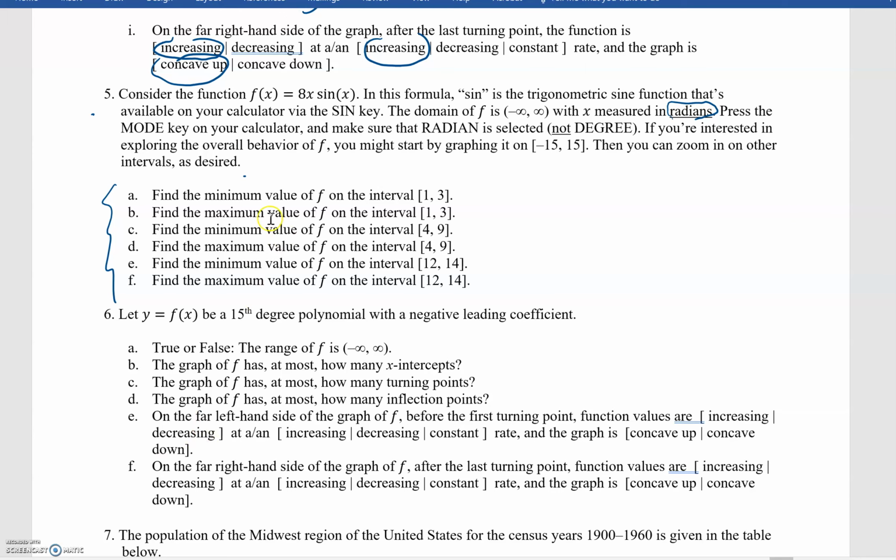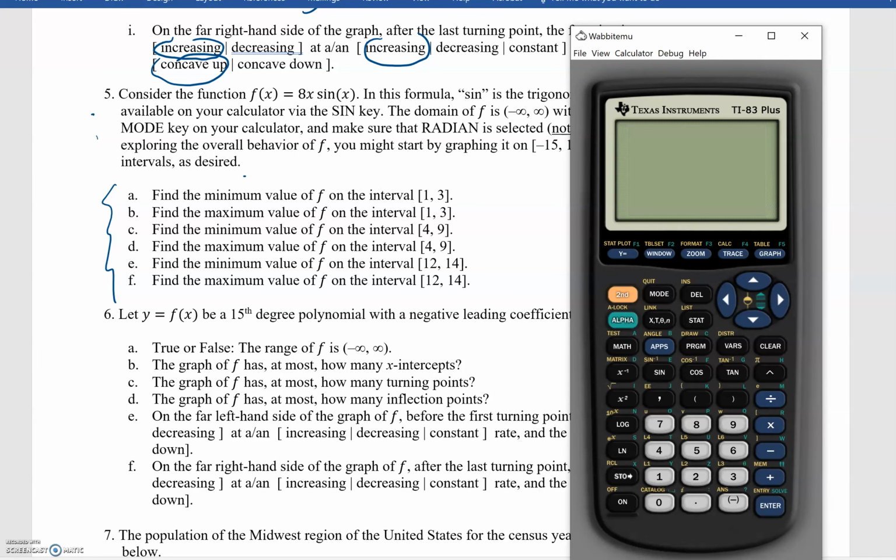Okay, sorry about that. In the last video, I was going on and on about problem number 5, and then I ran out of time and my video cut off. So let me just return to that for a moment, and let's just go ahead and graph this function.